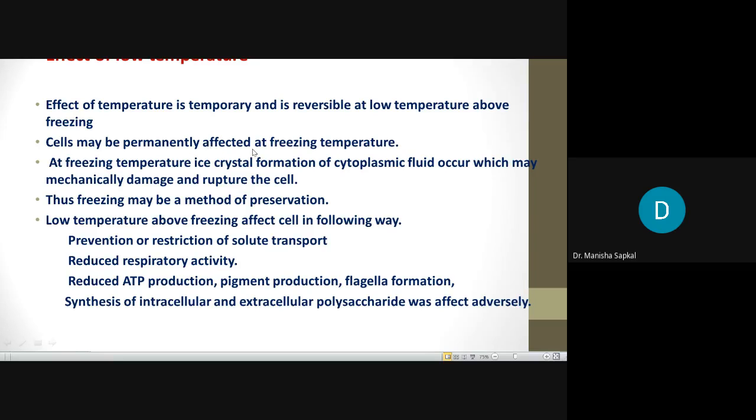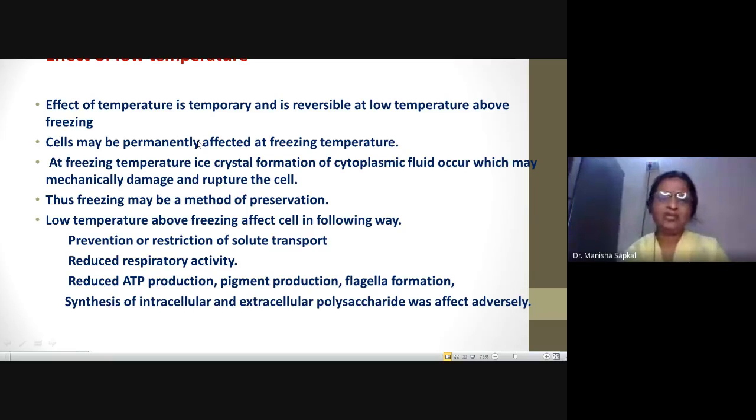Now the cell may be permanently affected at low temperature. When does low temperature permanently kill bacteria? For example, suppose we preserve a culture in an ice box or freezer where the temperature is near zero. At zero temperature, all of you know what happens: ice formation. If we preserve the culture at 0 degrees Celsius, there is ice formation, and that may cause mechanical injury to the cell. Cytoplasmic water content is converted to ice, and because of the ice crystals in the cytoplasm, the cell membrane gets damaged and the cell is killed.